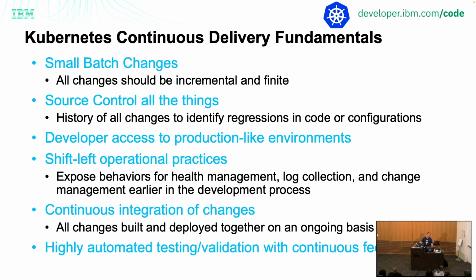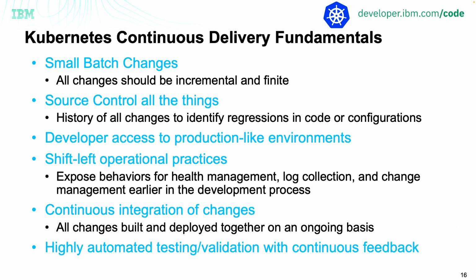So let's talk about the fundamentals here. When we try and teach continuous delivery, small batch changes. All your changes should be very incremental and finite. We source control all the things. Those Docker files, those YAML files, they're all going to be in a GitHub repo somewhere, right? So we source control them.